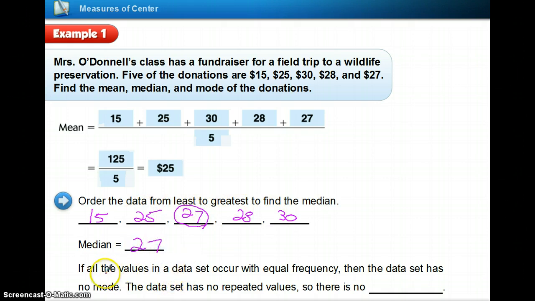And since we look at these here, all of them occur only one time. They all occur the same amount of times. That's another key thing: if they all were to occur twice, we'd also have no mode. So there is no mode in this problem.